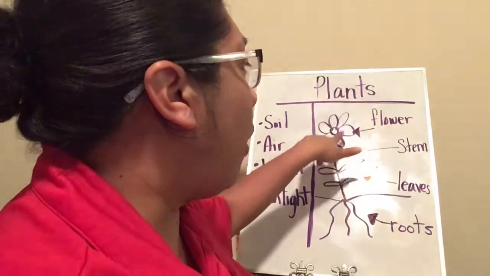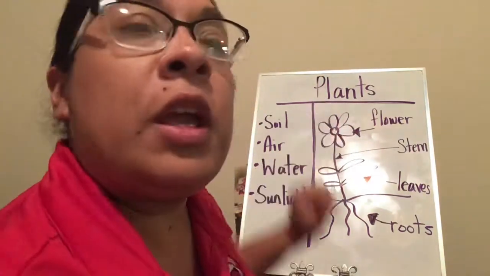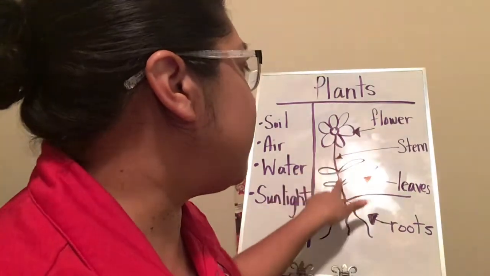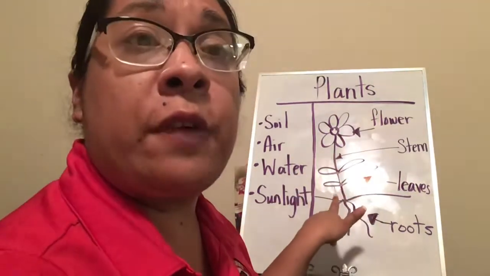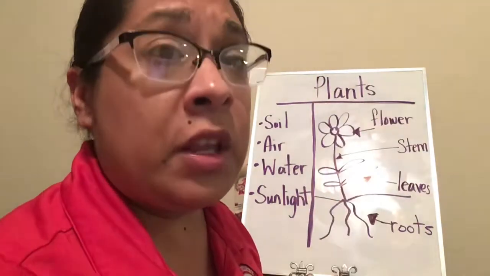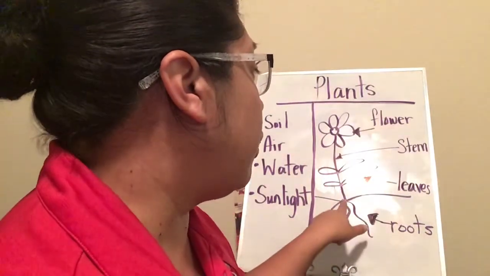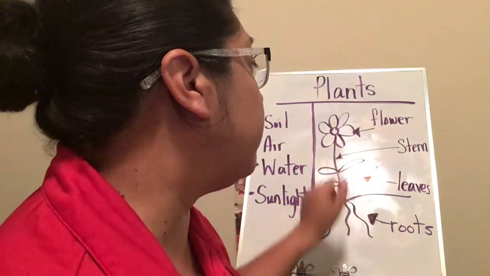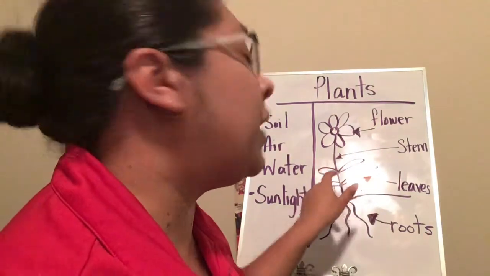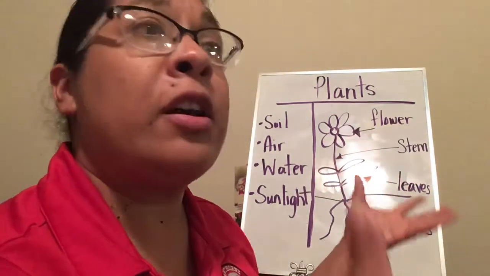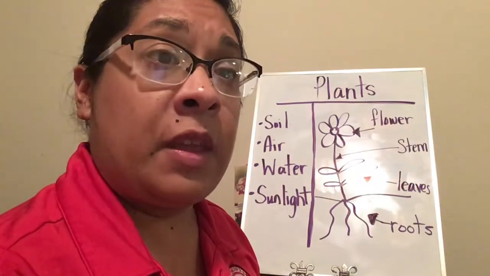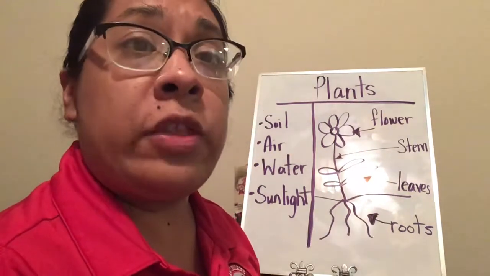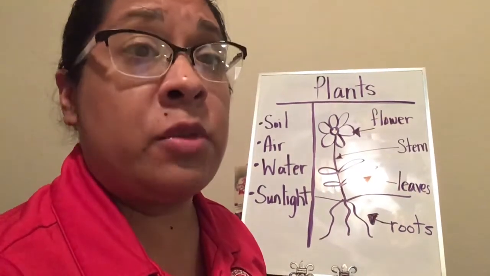Usually the flower part, in the middle, is where we have the seeds of the plant, okay? Now the stem helps the flower stand up, but it is also a way for the water to continue to travel up to the plant and to the leaves. Now the leaves are important because they are the ones that absorb the sunlight. Okay? And now the roots down here help the plant get its nutrients from the soil.